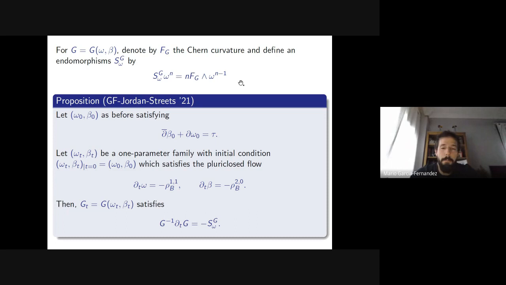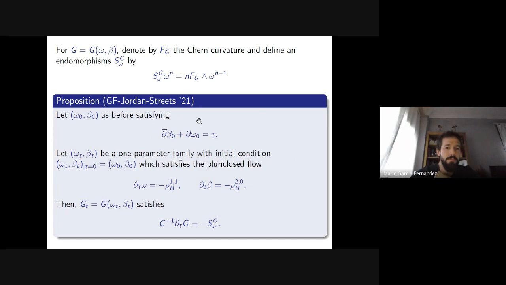Okay, and this is the magical proposition, which is really surprising. So assume that you have omega naught, beta naught, as before, satisfying the following equation. I assume that my tau is D-bar closed, and I assume that I have a Hermitian metric and a 2-0 form such that D-bar of beta naught plus del of omega naught equals tau. Notice, in particular, because tau is D-bar closed, taking D-bar of this equation implies that omega naught is dd-bar closed. So omega naught is pluriclosed, assuming this condition. So I take a D-bar closed 2-1 form tau, and omega naught and beta naught, a Hermitian form and a 2-0 form satisfying this equation.